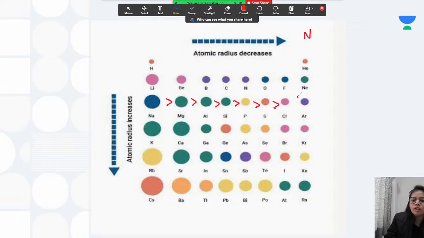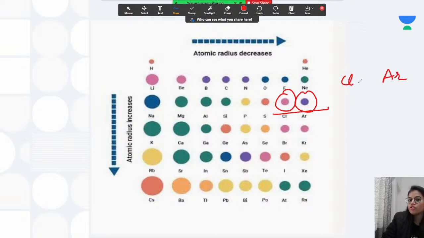Okay, now here this is the exception, the exception of the noble gas. So the noble gases will be slightly bigger than halogens. Now why is this? Like if I take the case here, chlorine and argon. According to trend, we should say that chlorine should be a bit larger than argon, but it is not the case. Now why is this happening?